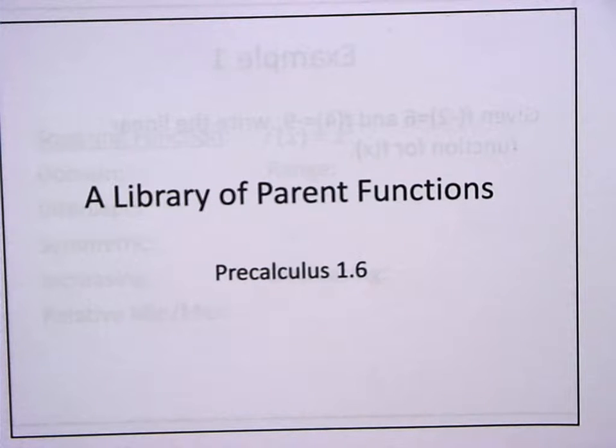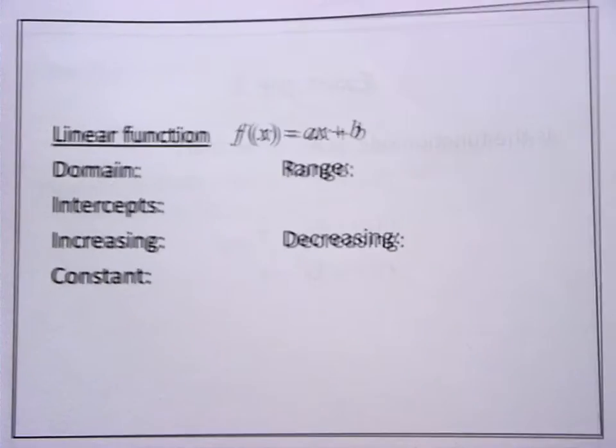Okay, so section 6 deals with a library of parent functions. Parent functions are just the most basic versions of that type of function you can have. That's what it gets into. So you have quite a few different types of functions to deal with. But to start off with, we have just a basic linear function.